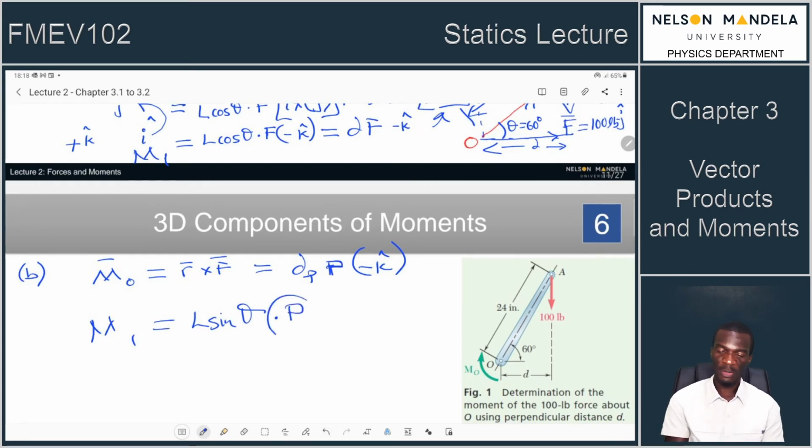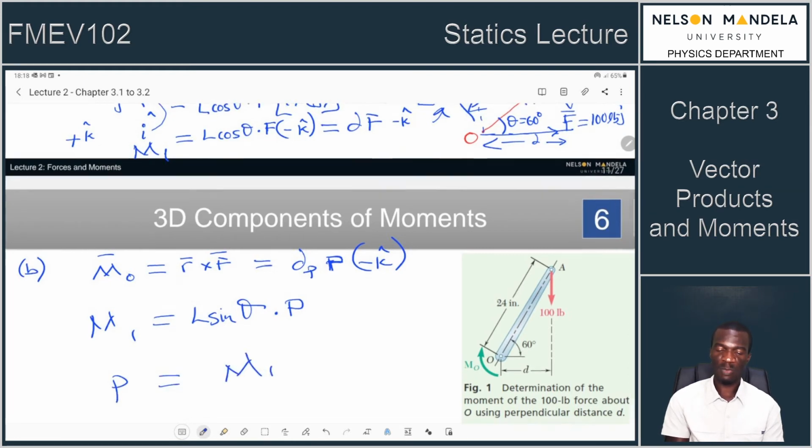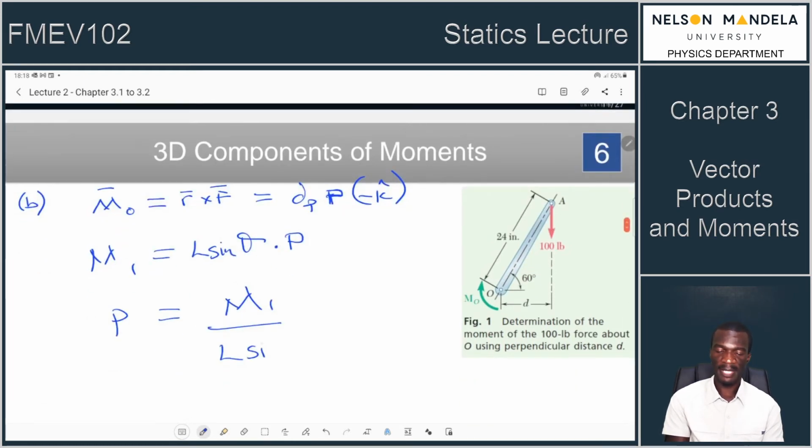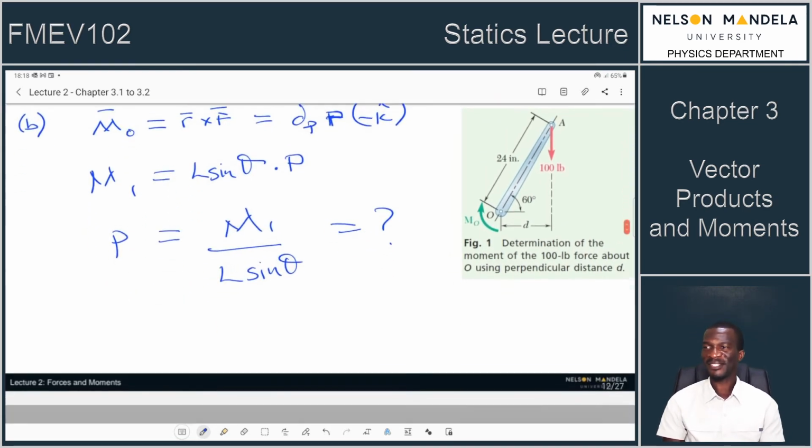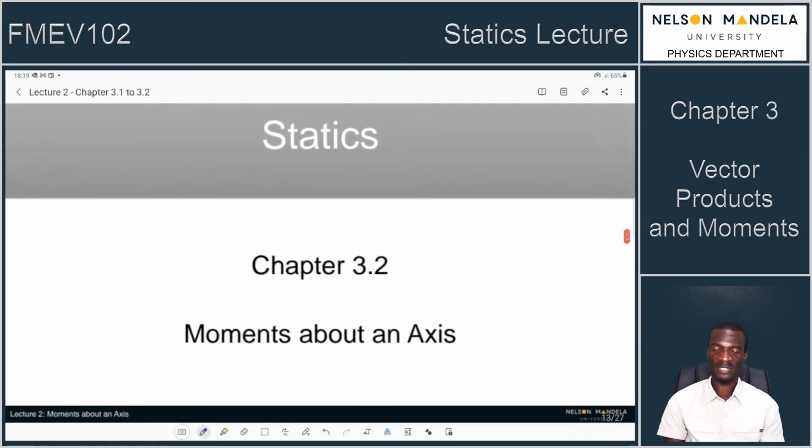Okay, so now you want to find that force because you already know the moment that it must generate. So your force P must now be equal to your moment, M1, whatever value you got, you divide that by sine theta, and you've got whatever value that you get. So this is just an example of making use of your moment definitions. Just look for that perpendicular distance to make life easy for yourself.